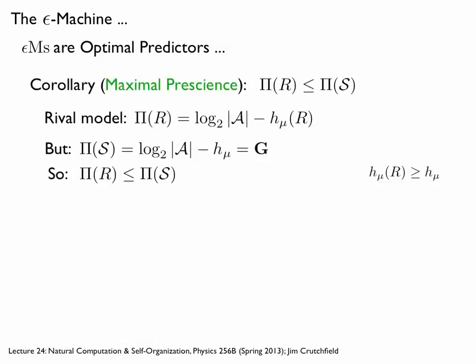It's also a rather direct corollary. Remember, we had this notion of prescience. If I choose a model, how descriptive or predictive is it? We measure that in terms of redundancy. So you can show that the Epsilon machines are maximally prescient. They capture the most of the future compared to any other rival.